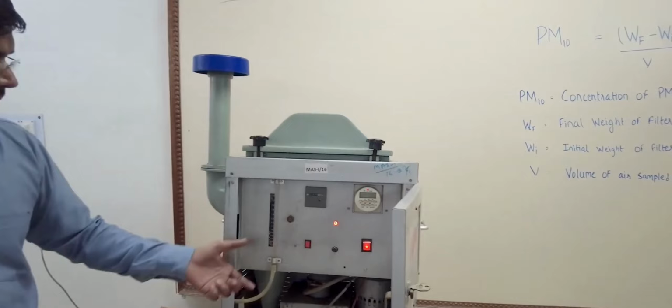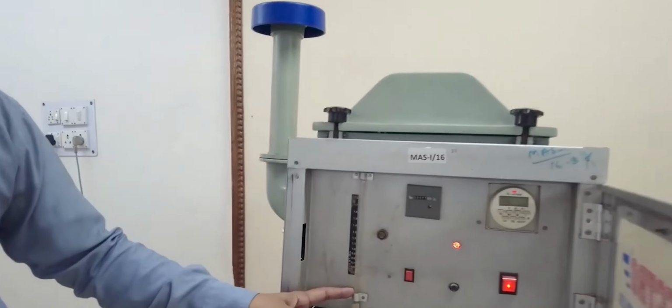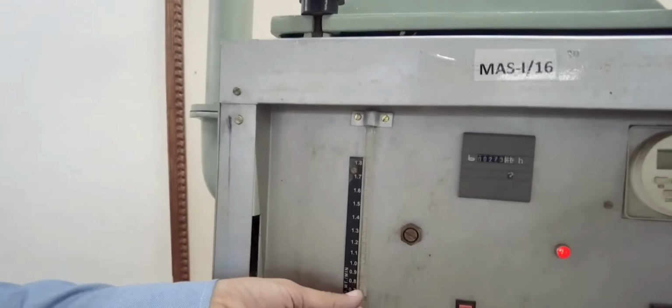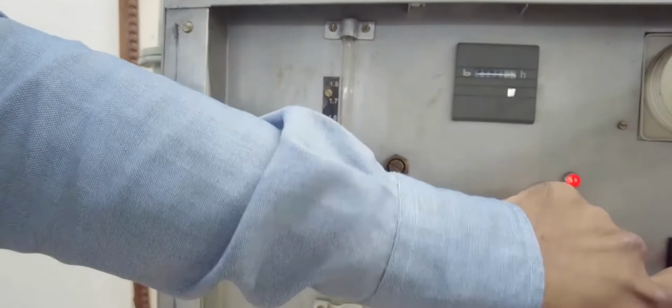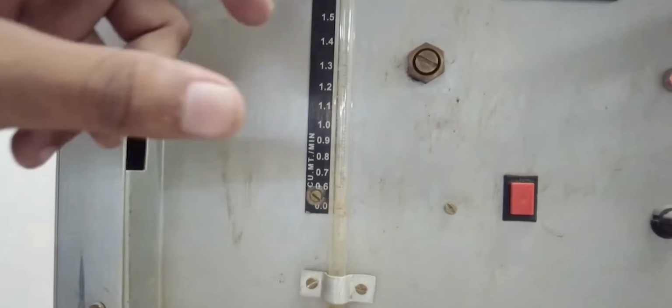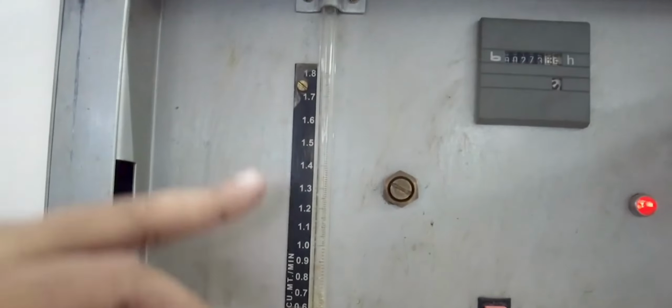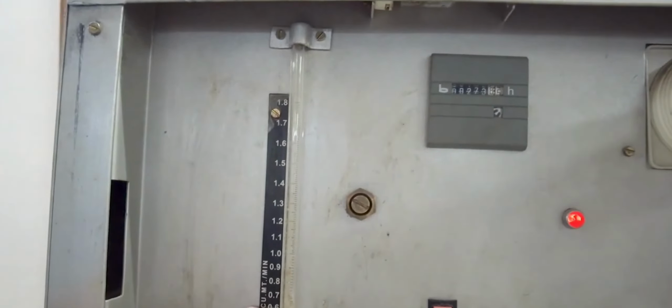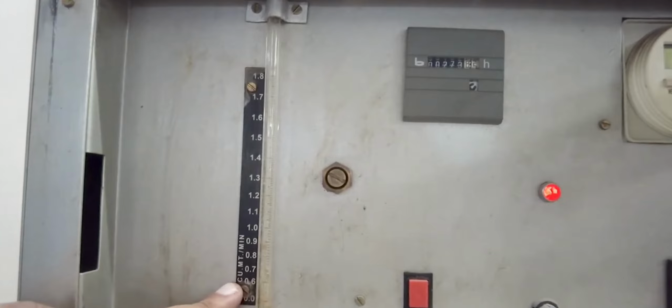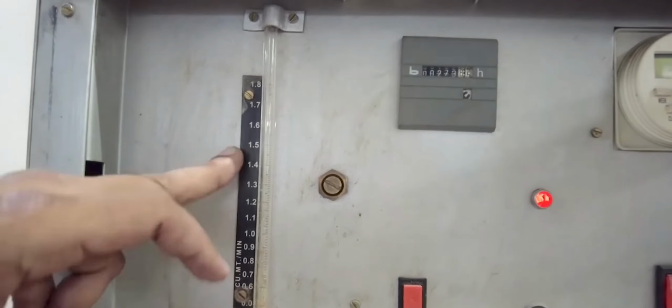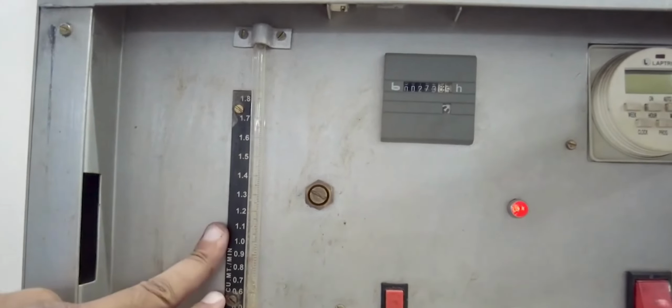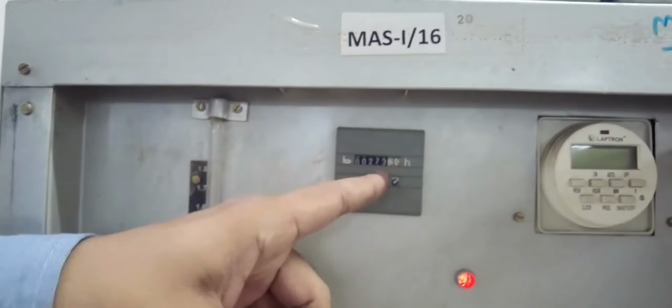So you can see here in this manometer, the liquid is moving up. Through this manometer and this scale bar, which directly presents our flow rate in cubic meters per minute, we can get our flow rate from the scale bar and the time from this time totalizer.